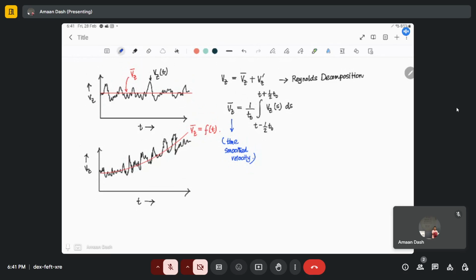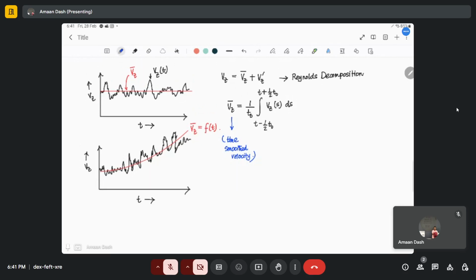Now, just like how we say steady flow, if any parameter like velocity does not change with respect to time, we call it steady state, or unsteady state if it is dependent on time. Similarly, if Vz bar is independent of time, we call it steadily driven turbulent flow. And the same is the case for pressure also.